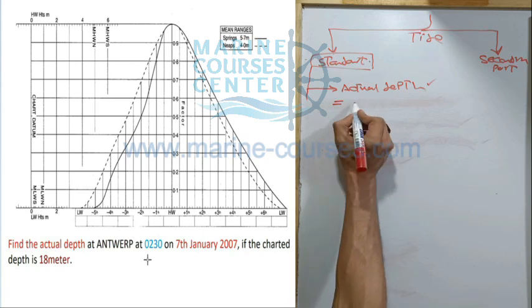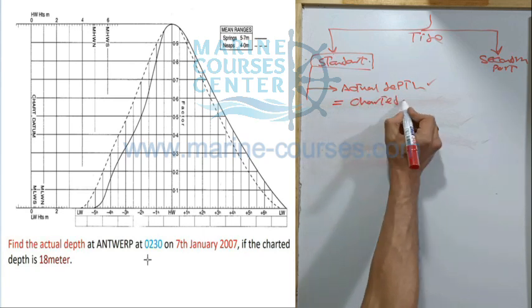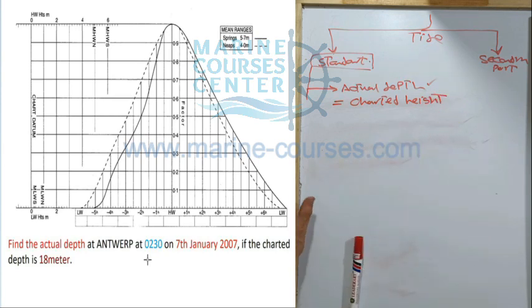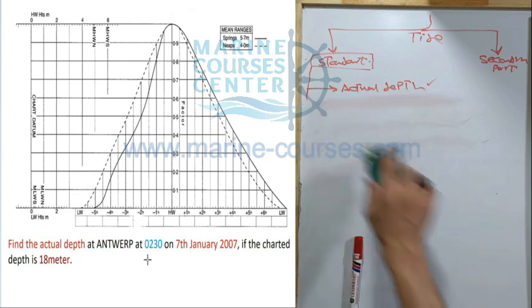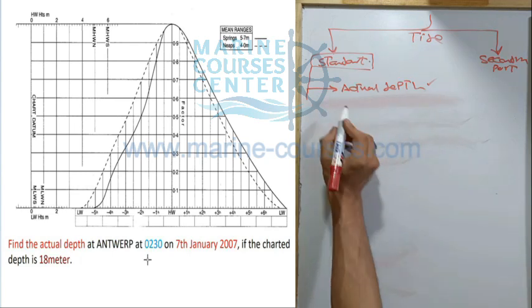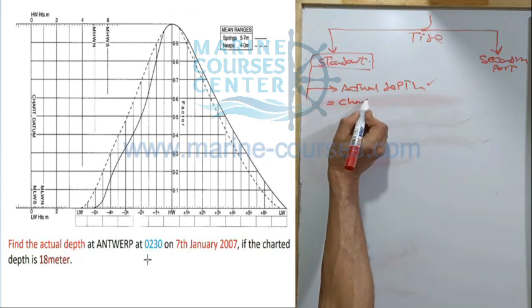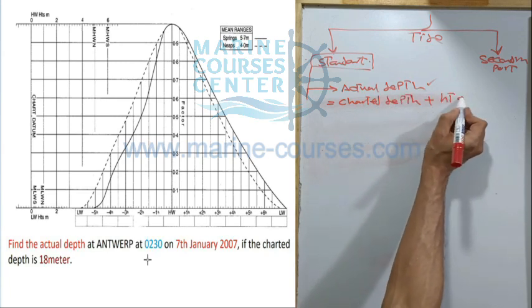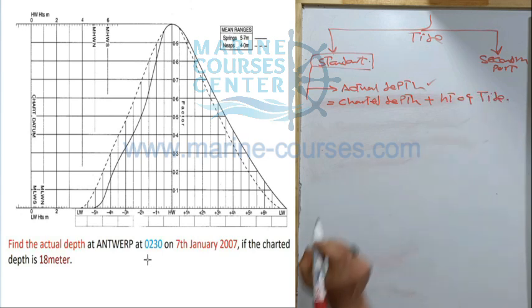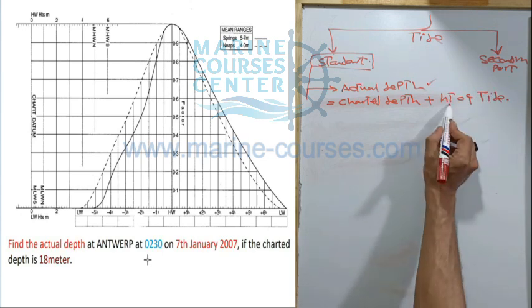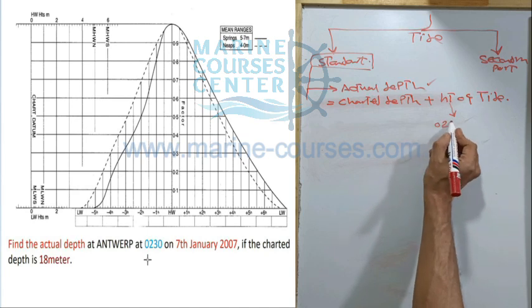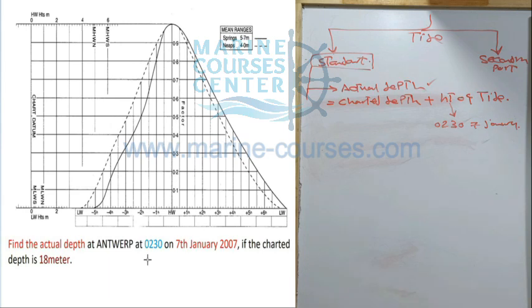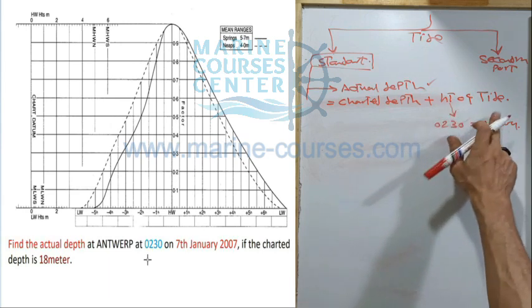Actual depth is equal charted depth plus height of tide. We have to know the rule of actual depth. Actual depth is equal charted depth plus height of tide. So we want right now to calculate the height of tide at the given time 0230 on 7th January. So first we're going to find height of tide.